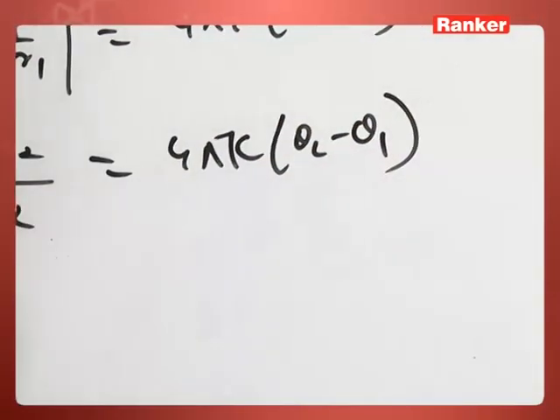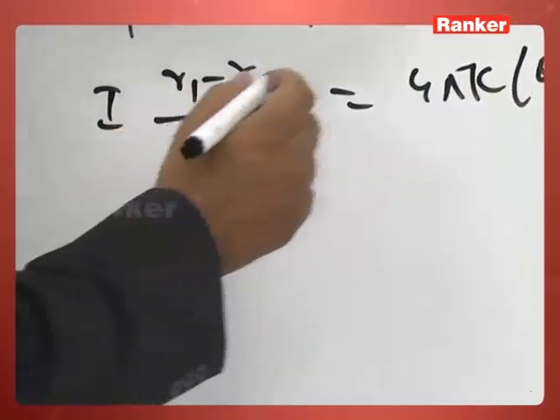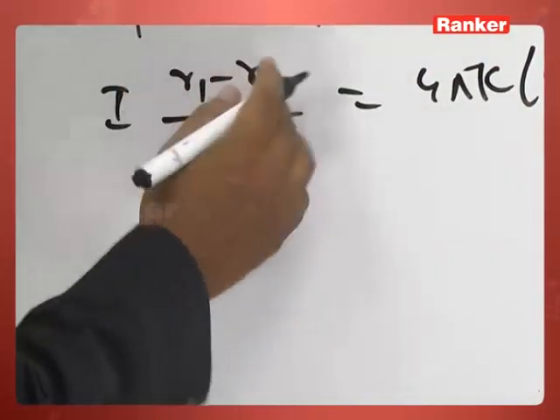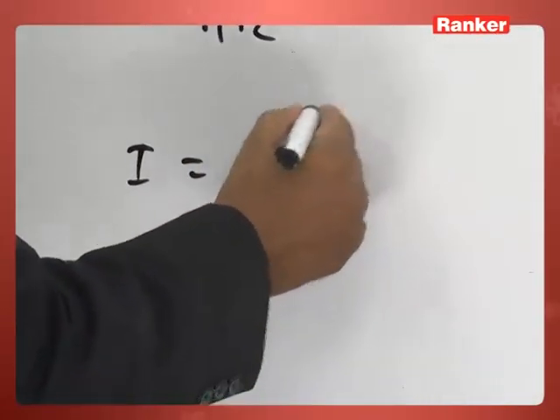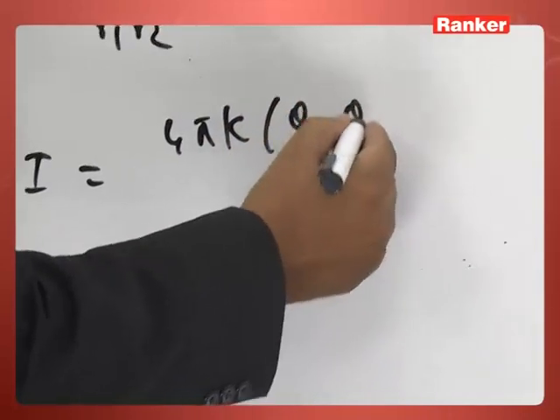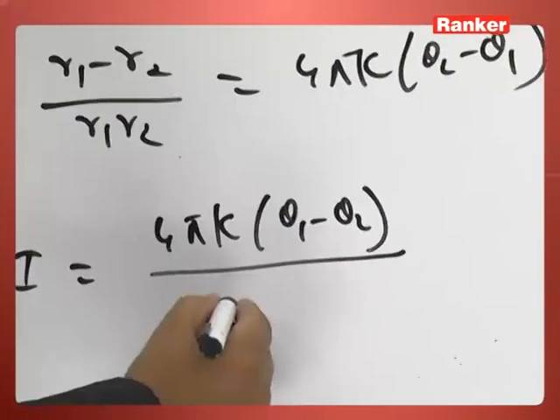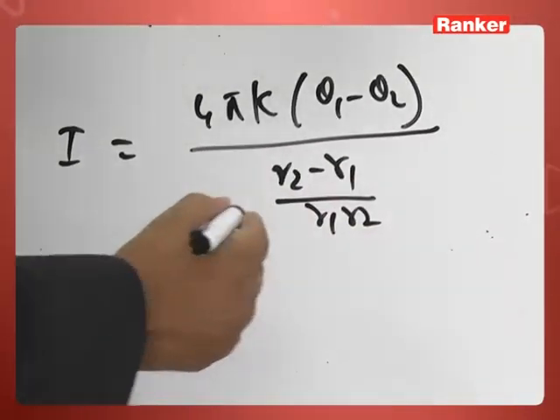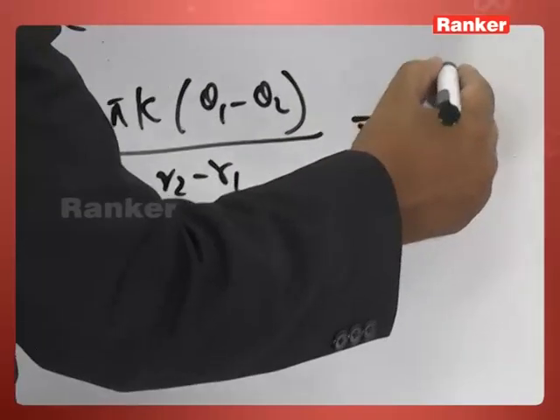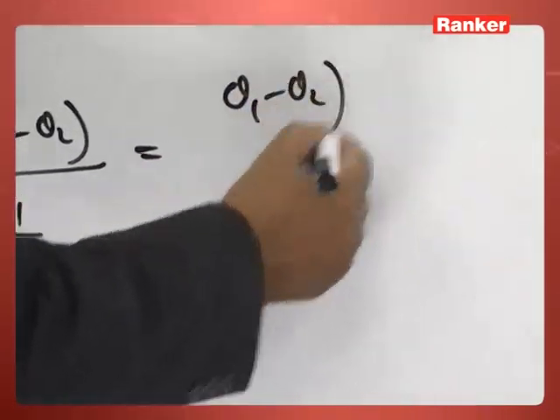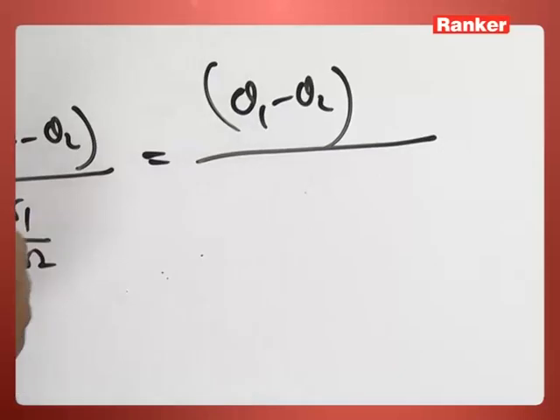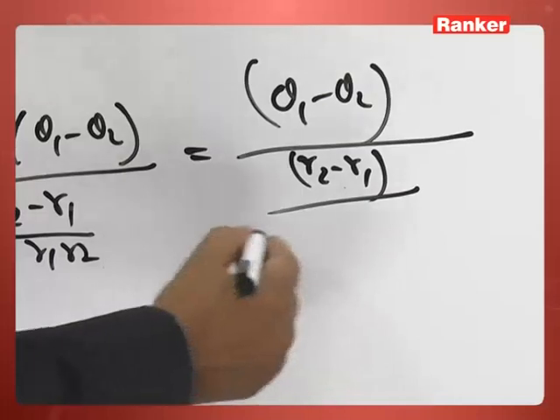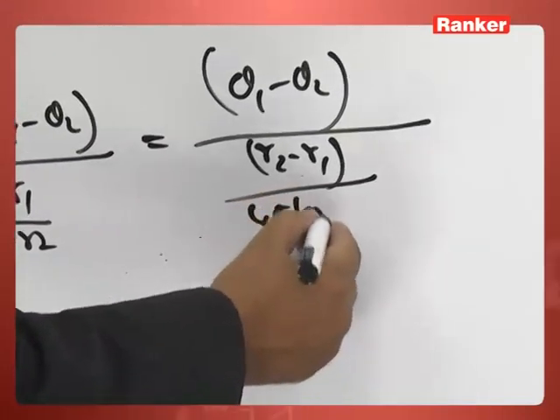Now I will write it again; I can take the minus here, so r2 r1 will come. I will write this as 4 pi k theta 1 minus theta 2 by r2 minus r1 by r1 r2. On simplification, this comes out to be I equals theta 1 minus theta 2 upon r2 minus r1 by 4 pi k r1 r2.